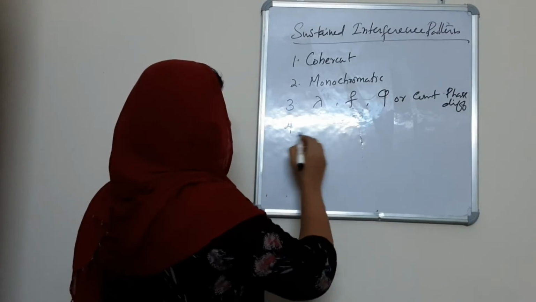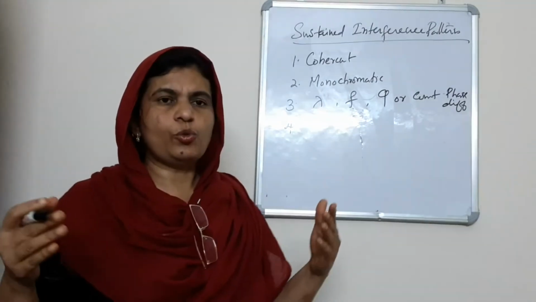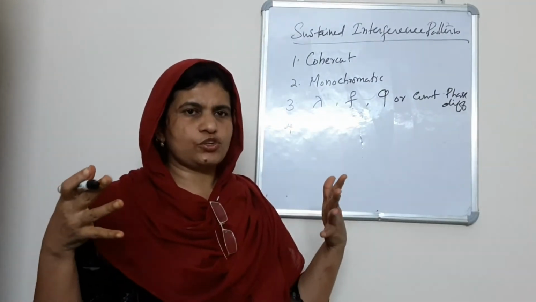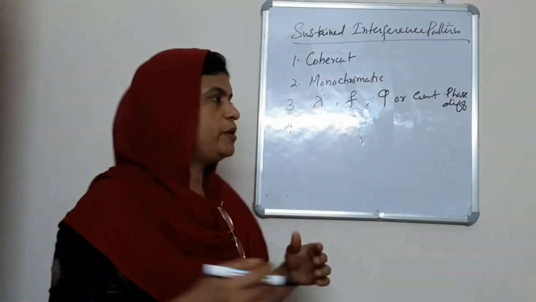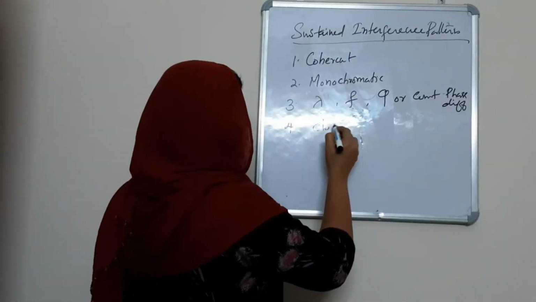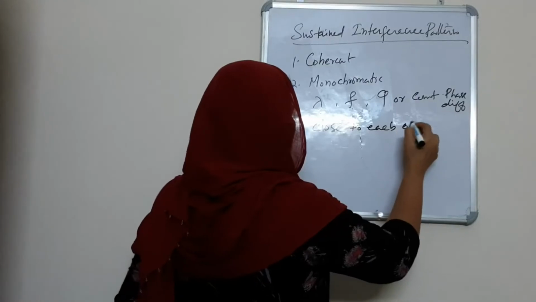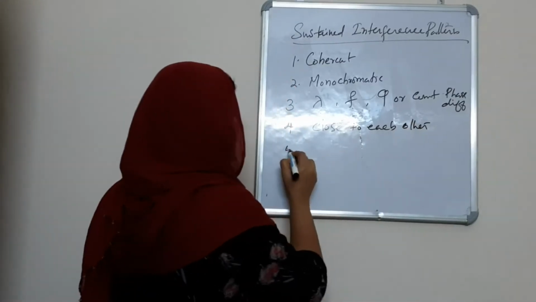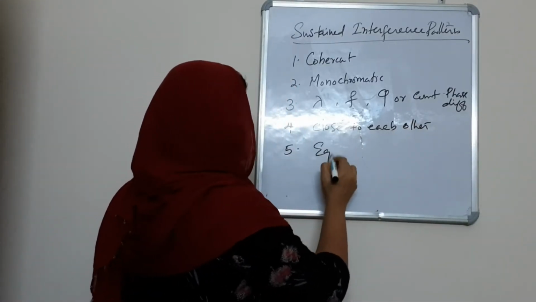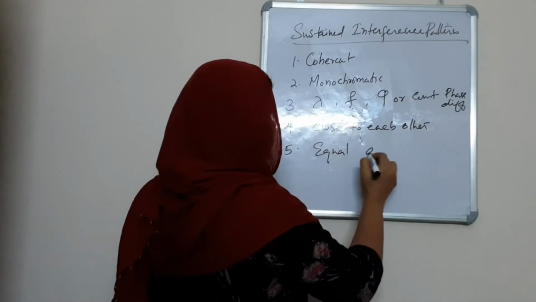And another one, the two monochromatic sources, the two coherent sources of light, should be very close to each other. Another condition. And another one, they should be of equal amplitudes. The two waves should be of equal amplitudes.